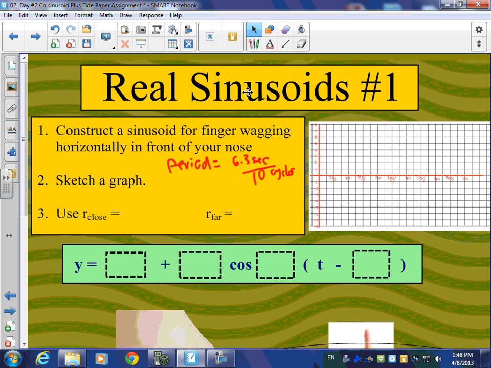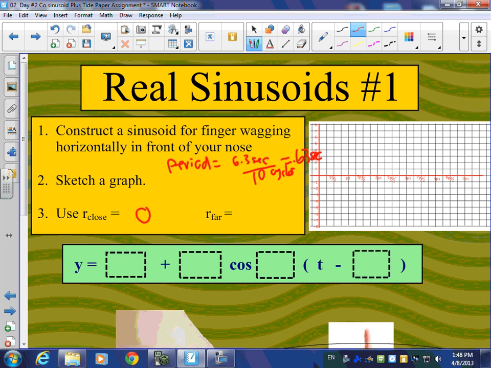And the first one we're doing is taking our finger away from our nose and then bringing our finger toward our nose and then away and toward. We did as a class 6.3 seconds to do 10 of them. Our period is going to be 0.63 seconds. Okay? Then the distance when the finger is right at your nose, how far away is that? 0. And then we're going to measure furthest away.